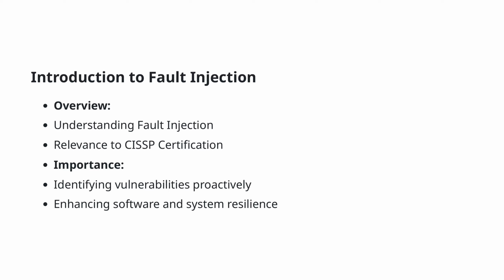In this section, we'll explore an important concept in the realm of security architecture and engineering: fault injection. Fault injection is a method used to test a system's behavior under adverse conditions by intentionally introducing errors or faults. This technique is highly relevant to the CISSP certification, as it emphasizes the proactive identification of vulnerabilities within a system. By understanding and implementing fault injection, we can enhance both software and system resilience, ensuring robustness against potential threats and failures.